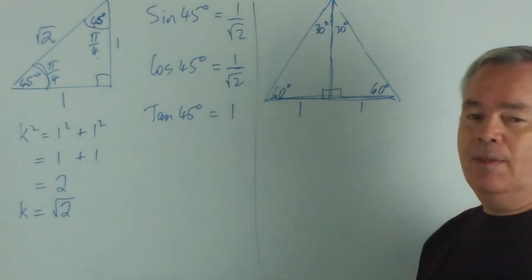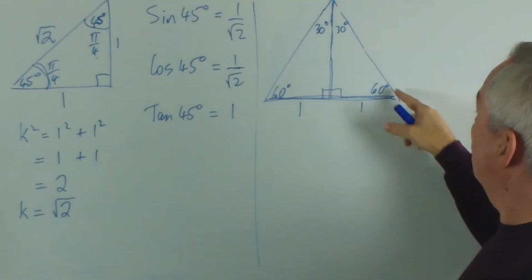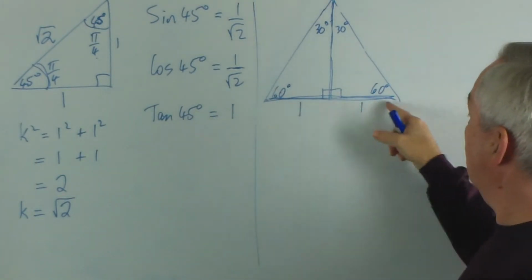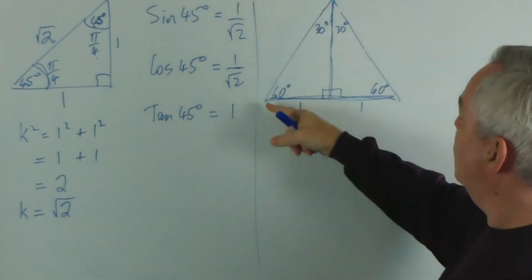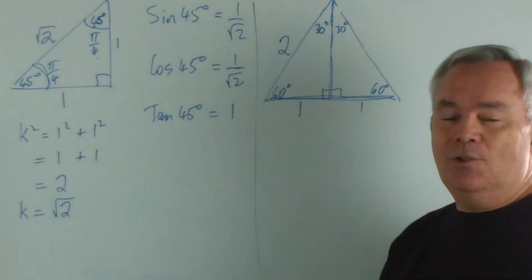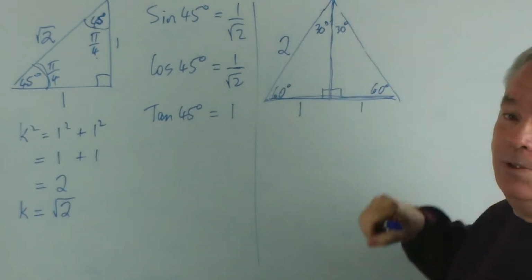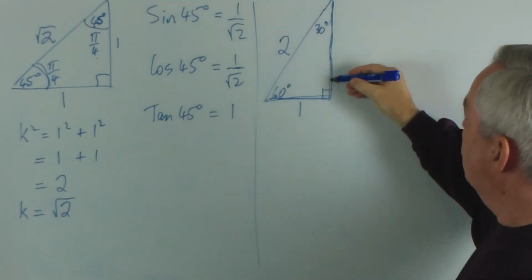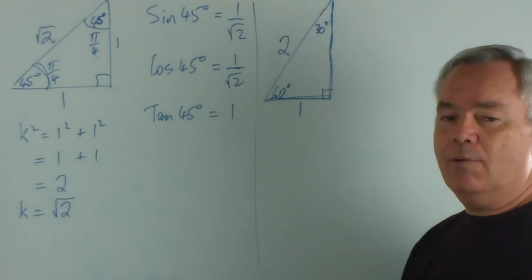It's 2. And it's called an equilateral triangle because the three sides are of equal length. So if this is length 2, so is that, and so is this. So it's the hypotenuse that is 2 units in length, not the altitude. So how do we work out the length of the altitude? Again, we use Pythagoras' theorem.